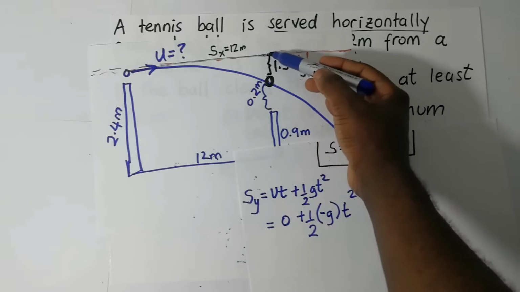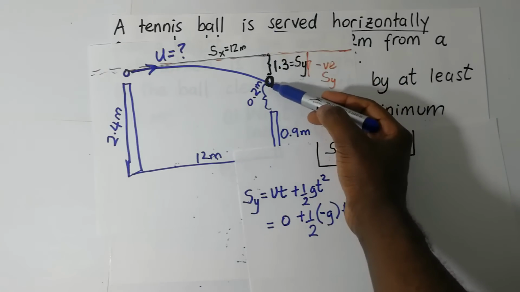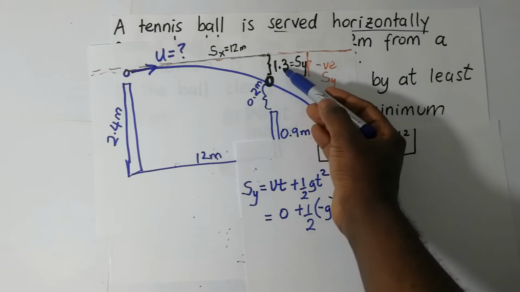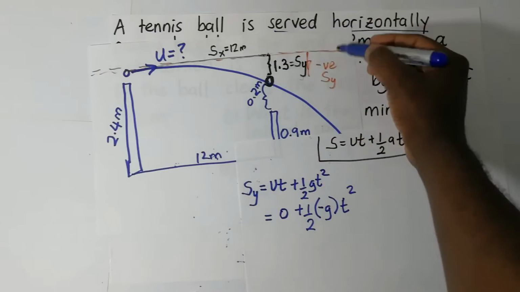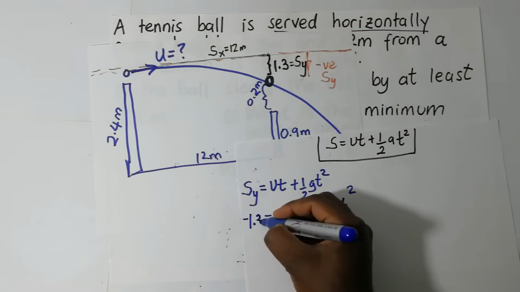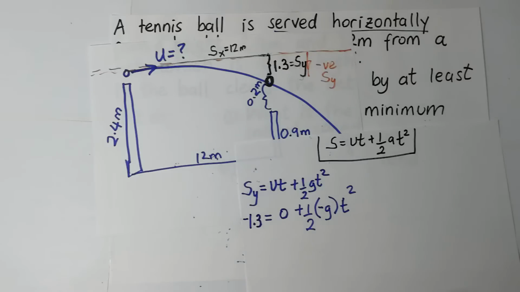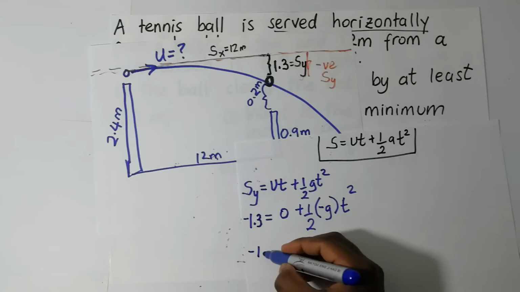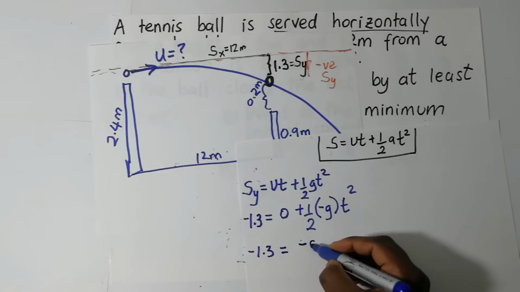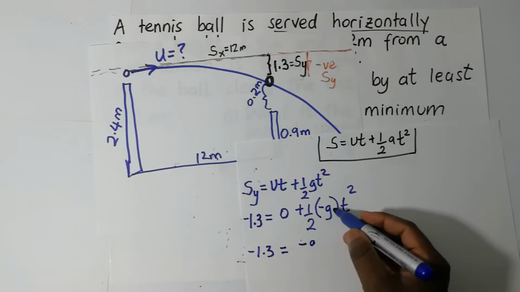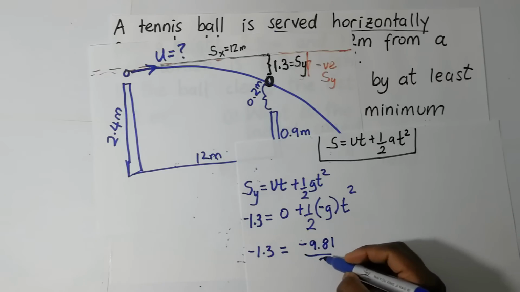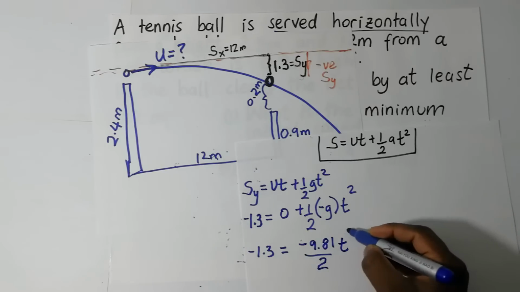We are looking at it at this point. That is, at that point, the displacement is negative 1.3 because it is in the negative direction. So negative 1.3 is going to be equal to negative g, which is 9.81, negative 9.81 over 2, and that is t squared.